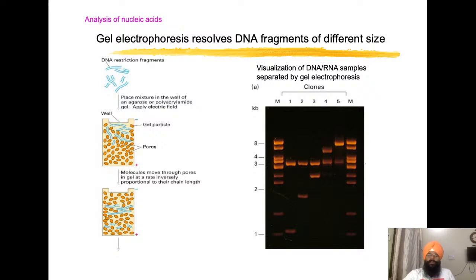So gel electrophoresis resolves. Further in the analysis of nucleic acid, gel electrophoresis resolves DNA fragments of different sizes. So you first restrict your DNA with restriction enzyme, then place your mixture in the well of agarose gel and apply an electric field, negative and positive. Your sample will move from negative to positive, and there are some pores inside there. From these pores, the shorter fragments will move further and the longer will remain at the top. So that's how you separate your different clones, 1 to 5 clones, and this is the ladder, and you can visualize your gel electrophoresis like this.